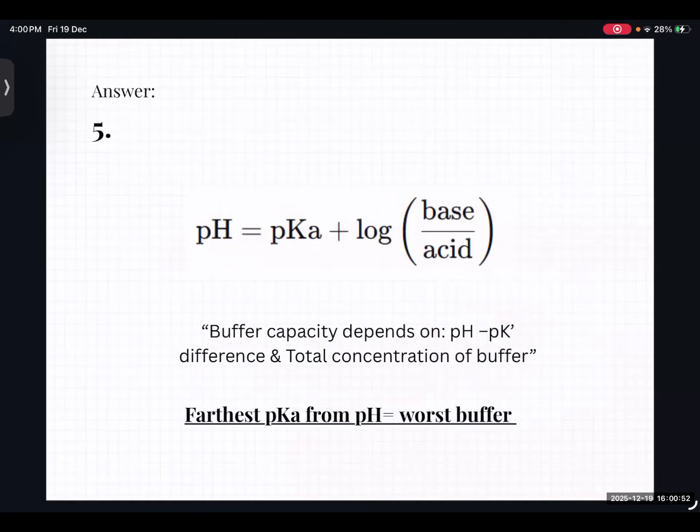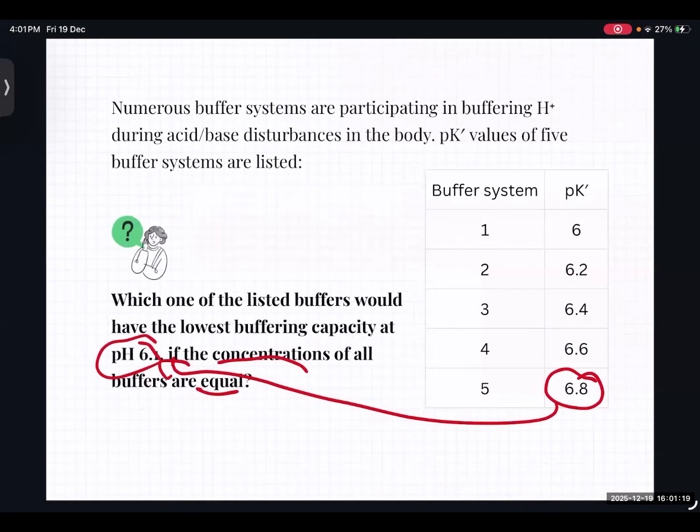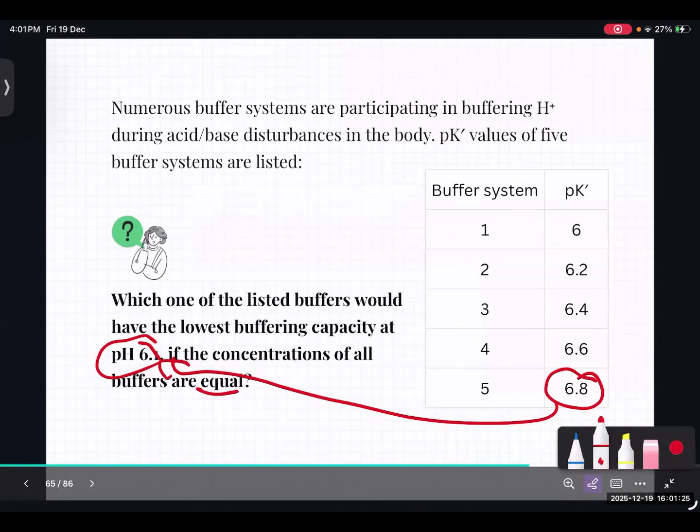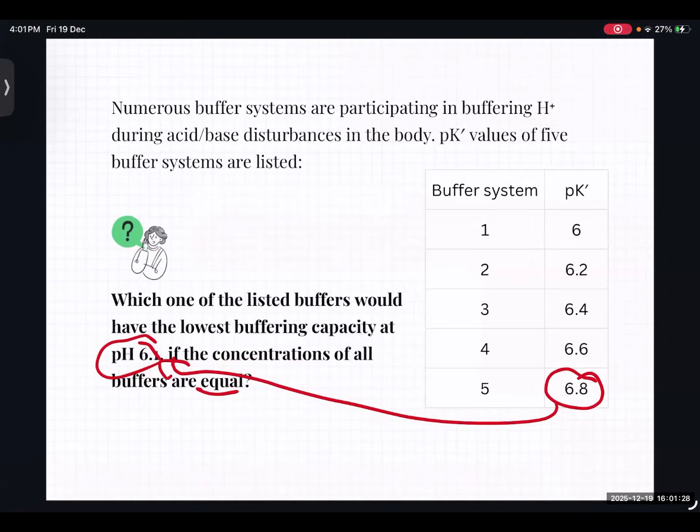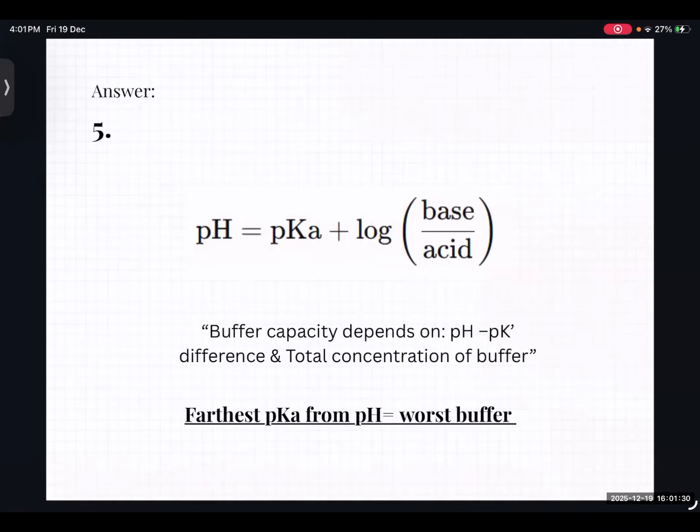And when is it the lowest? You guessed it. It's when pH equals pK. It's zero. The difference is literally zero. That is when we have the optimum and the best efficiency of a buffer system, when the pH-pK difference is zero. And that is why when they asked us for the lowest capacity, we chose 6.8, because it's the highest difference. I hope that is clear. Are there any questions?